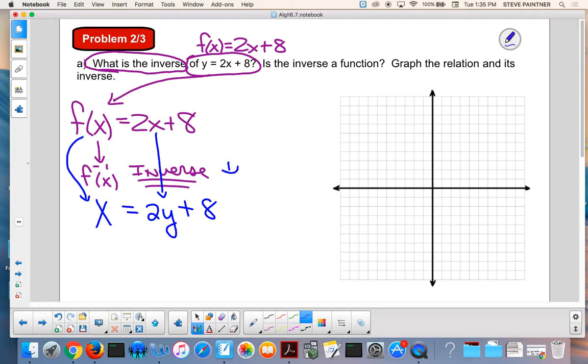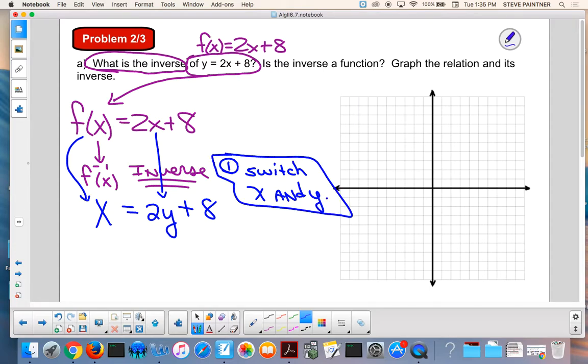So if you want to write a note to yourself, the first thing I will do when I do today's assignment is switch x and y. Period. That's the first thing I do. And now you want the inverse function. Well, all functions are solved for y. This is not solved for y, so the second thing you'll do is solve this equation for y. So now your job is to look at this and solve it for y.